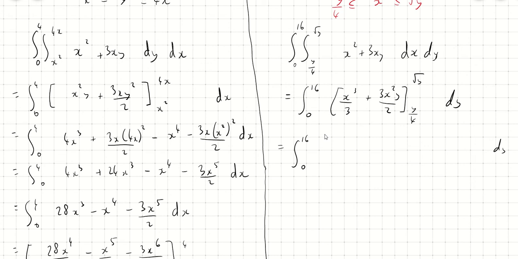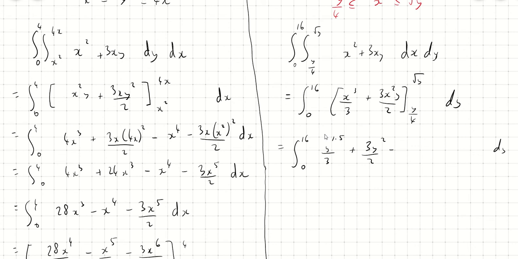Okay, x cubed over 3. Well, remember the inner integral was with respect to x, so we're replacing x by root y. So root y cubed is y to the 1.5. And then the second, we're going to replace x by root y. So we get 3 times root y squared, which is 3 times y times another y. So we get 3y squared over 2.